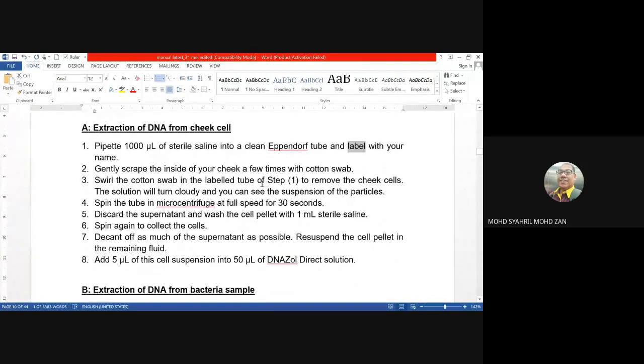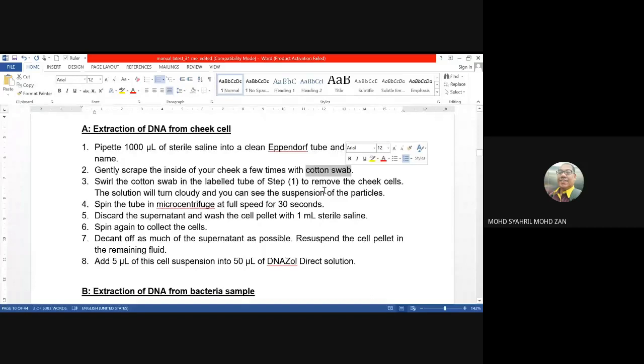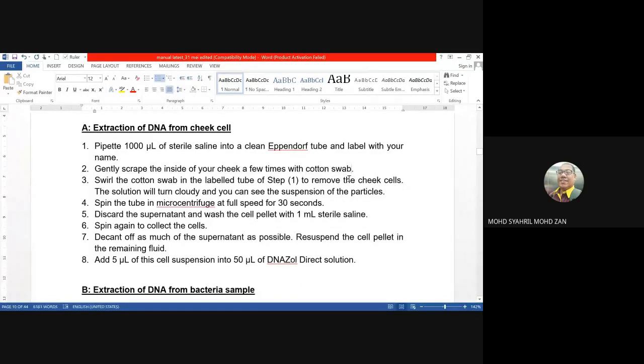So how? Gently scrape inside your cheeks a few times with the cotton swab. Okay, ada setengah pakai penyukir gigi, pencongkil gigi boleh juga. Okay, tapi untuk lebih baik supaya tak melukakan awak, kita pakai cotton swabs. And then swirl the cotton swab in the labeled tube from step 1. Okay, and to remove the cheek cells.